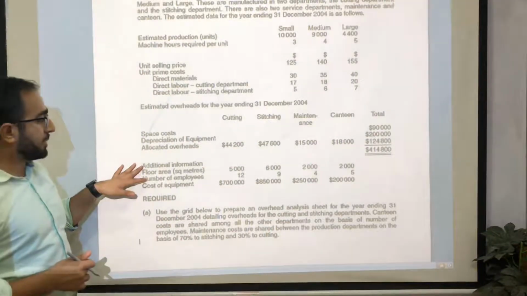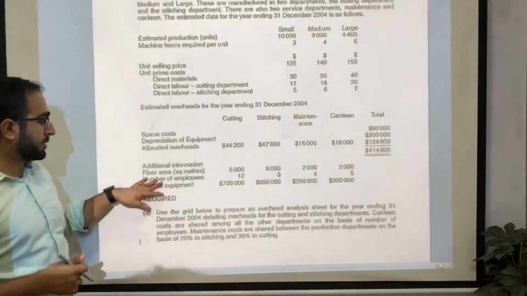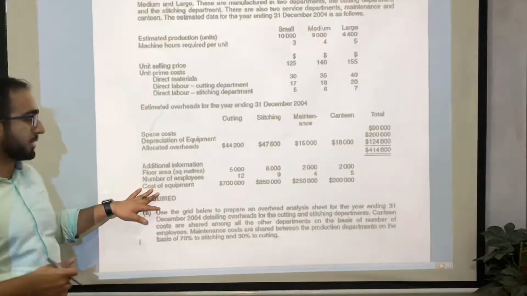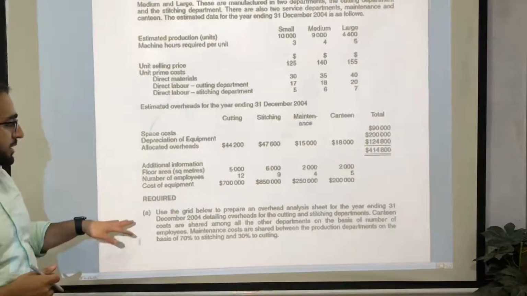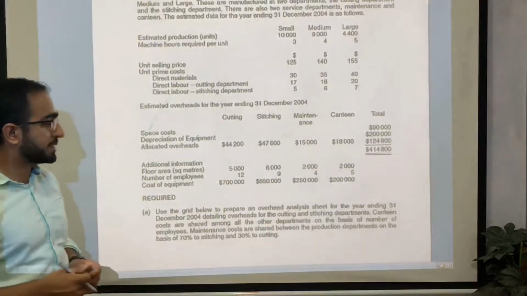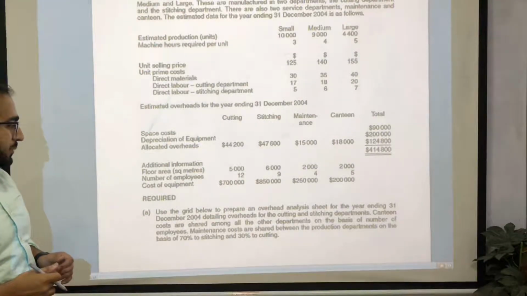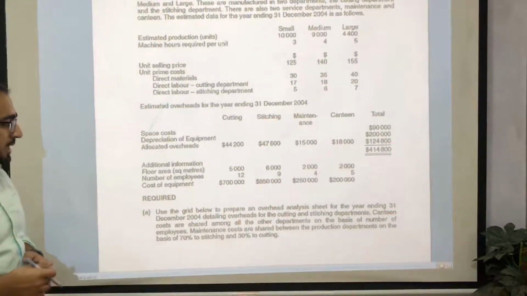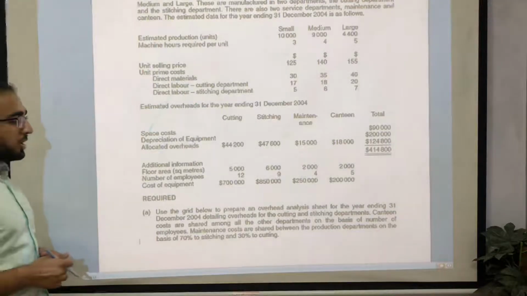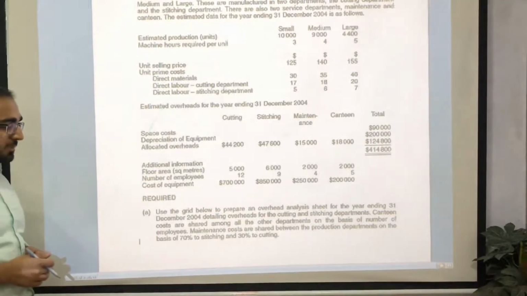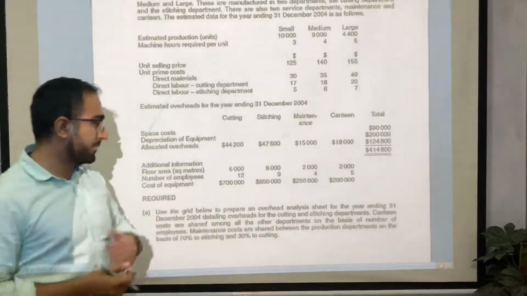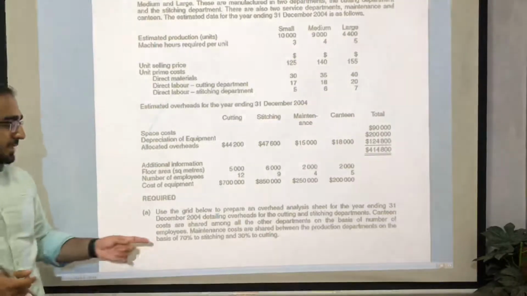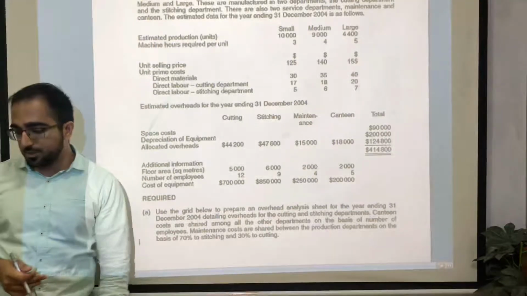In the additional information, I have the floor area, I have the number of employees, and I have the cost of equipment. The question says, use the grid below to prepare an overhead analysis sheet for the year ending 31 December 2004, detailing overheads for the cutting and the stitching departments. Canteen costs are shared amongst all other departments on the basis of number of employees. Maintenance is shared between the production departments on the basis of 70% to stitching and 30% to cutting.